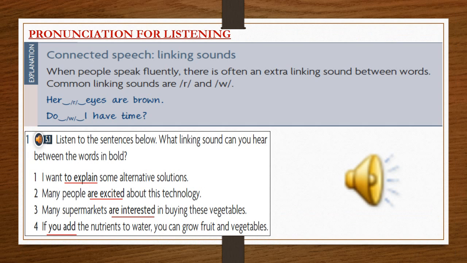Another example: "Do I have time?" That's a question. When I say it fluently, "do I?" So there is a W linking sound here between "do" and "I." That's what you use when you speak fluently. Now, please listen to audio 5.1 and mention what linking sounds you can hear between the words in bold, the underlined ones.